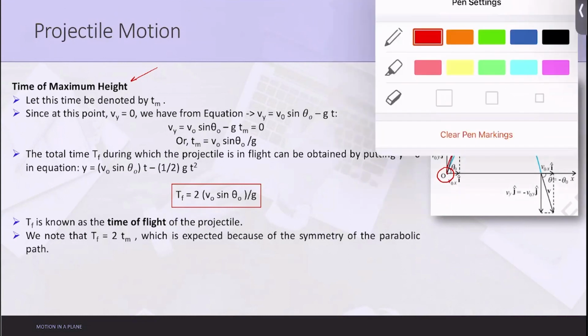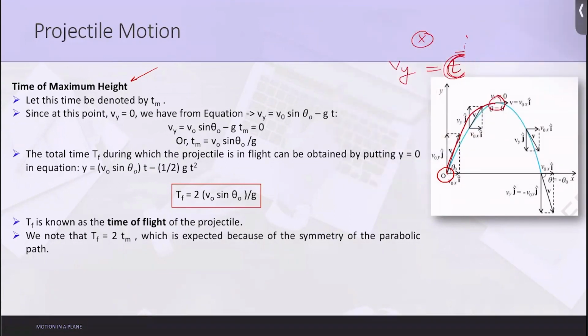Okay, let us try to use this and understand the time required. Right, so let this time be denoted by Tm. Since at this point Vy is 0, we know quite evidently the velocity Vy is 0. So let us use this relation here.